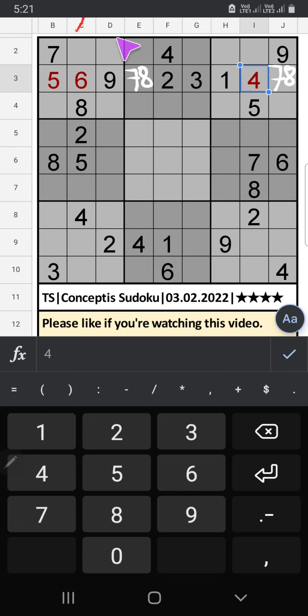Column C and column D, we have 2. So 2 can't come in these cells. Then 2 is confirmed here.